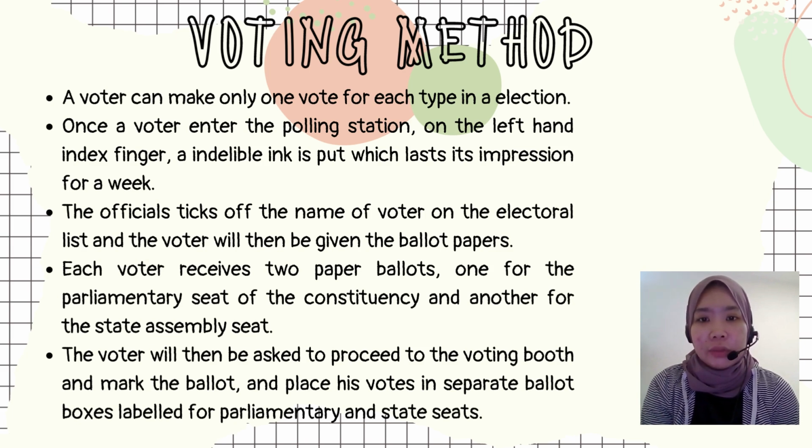The official ticks off the name of the voter on the electoral list and the voter will then be given the ballot papers. Each voter receives two paper ballots, one for the parliamentary seat of the constituency and another for the state assembly seat. The voter will then proceed to the voting booth, mark the ballot, and place the votes in separate ballot boxes labeled for parliamentary and state seats. The whole process will be observed by election officials and agents of candidates and parties. The polling center normally closes at 6 p.m.